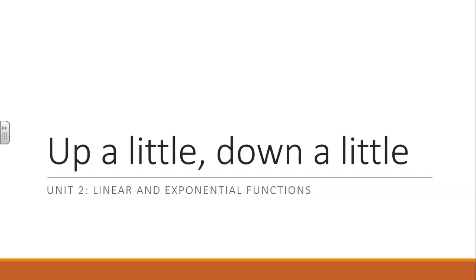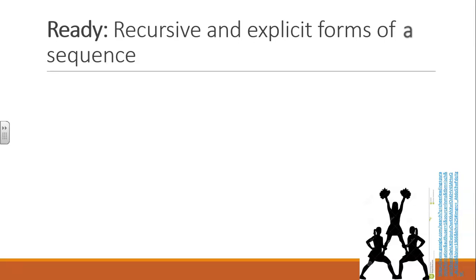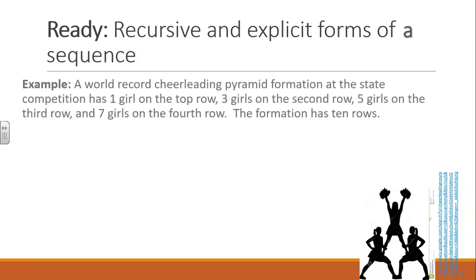Unit 2, Linear and Exponential Functions. The recursive and explicit forms of sequences. For example, a world record cheerleading pyramid formation at the state competition has 1 girl on the top row, 3 girls on the second row, 5 girls on the third row, and 7 girls on the fourth row. The formation has 10 rows.